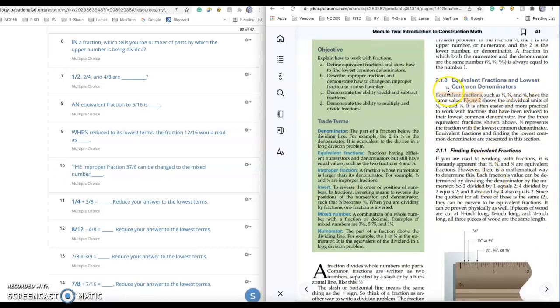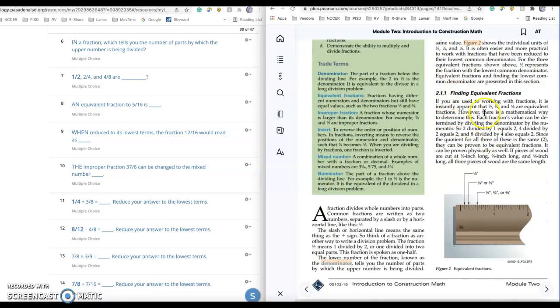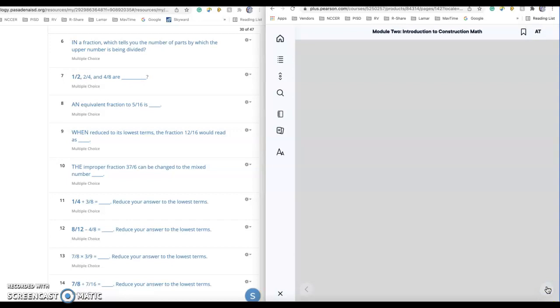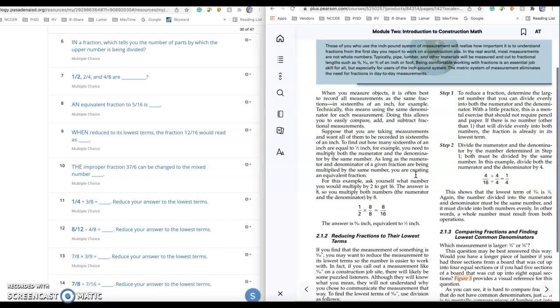Equivalent fractions and lowest common denominator, such as 1/2, 2/4, and 4/8, have the same value, and we'll go through that in class on how to set that up. Finding equivalent fractions, 1/2, 2/4, and 4/8 are all equivalent. They're all the same thing, just that you reduce down to the lowest common denominator. And those are all little exercises that we're going to do.